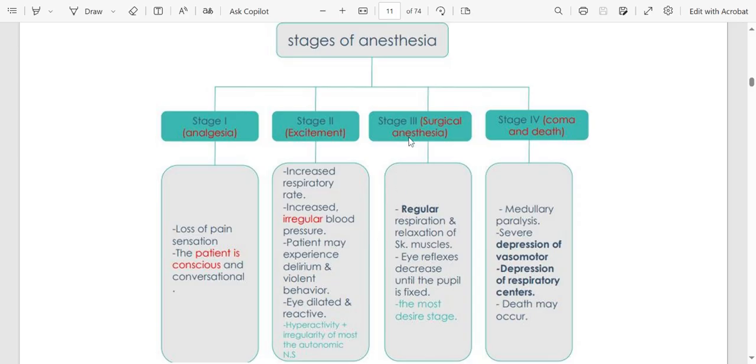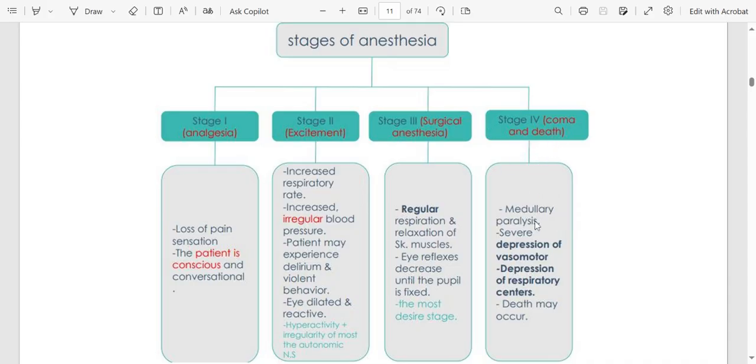And then stage 3 is known as surgical anesthesia. Just know the names and the stages also. Here there is regular respiration and relaxation of the skeletal muscles, and the eye reflexes now decrease until the pupil is fixed. The pupil becomes fixed, and this is the most desired stage for performing surgery. If you go beyond surgical anesthesia, it's going to be coma or death.